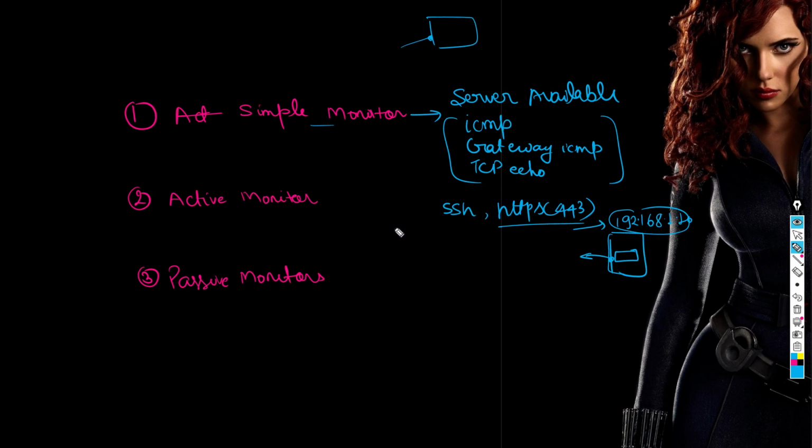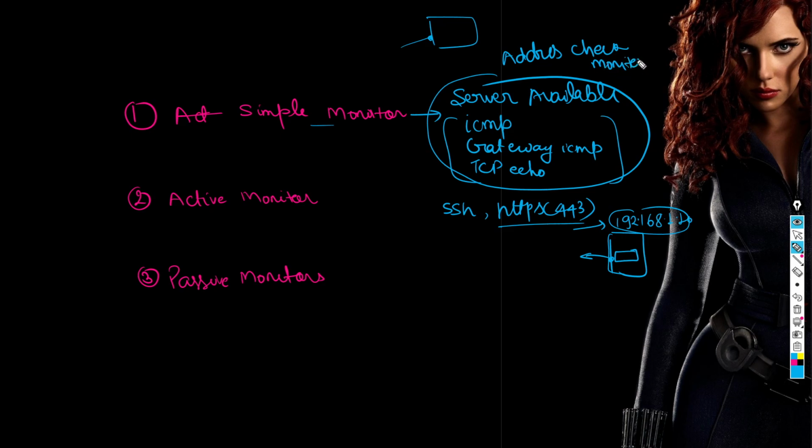Okay, so in that case, we need special service monitoring, right? So we also call it a service check monitor. These first ones are also called address check monitors, because basically you are pinging an IP address and making sure that, okay, the server is available. These are called service check monitors, because you are checking the service.